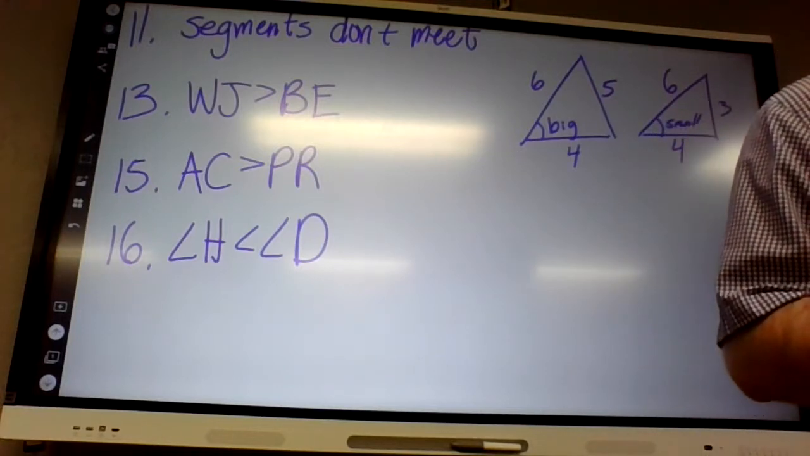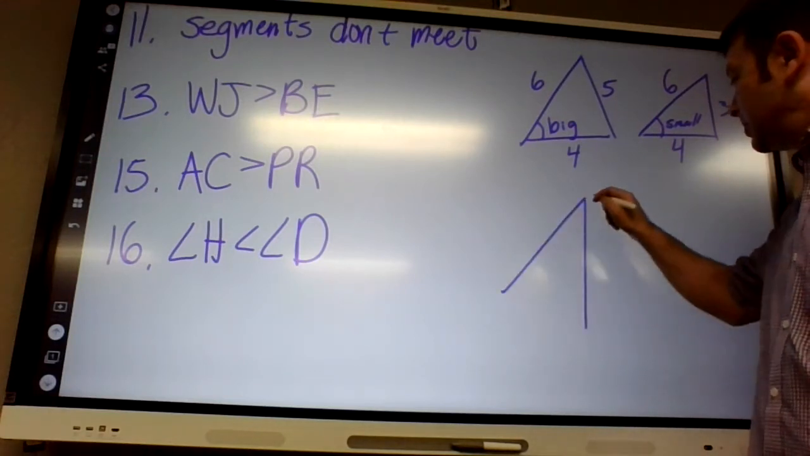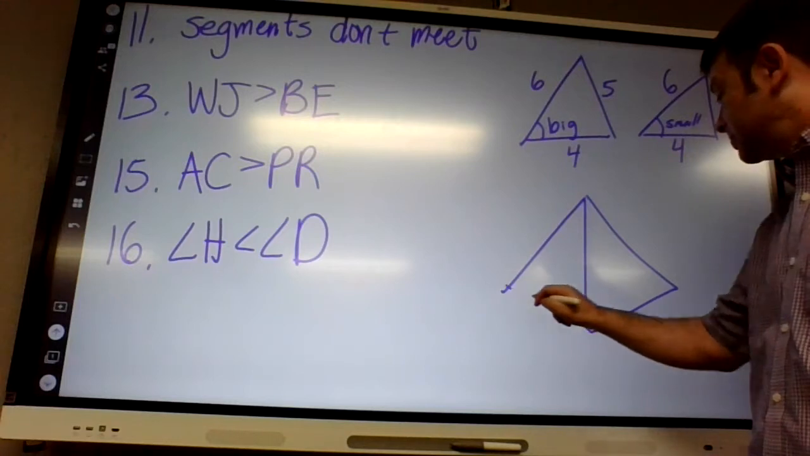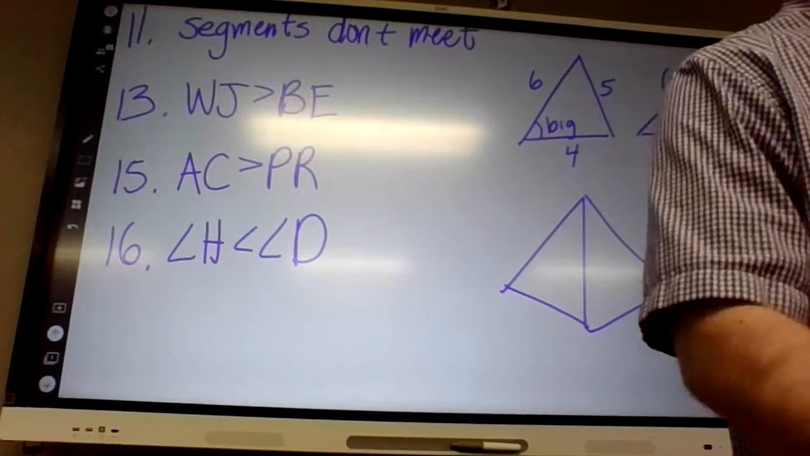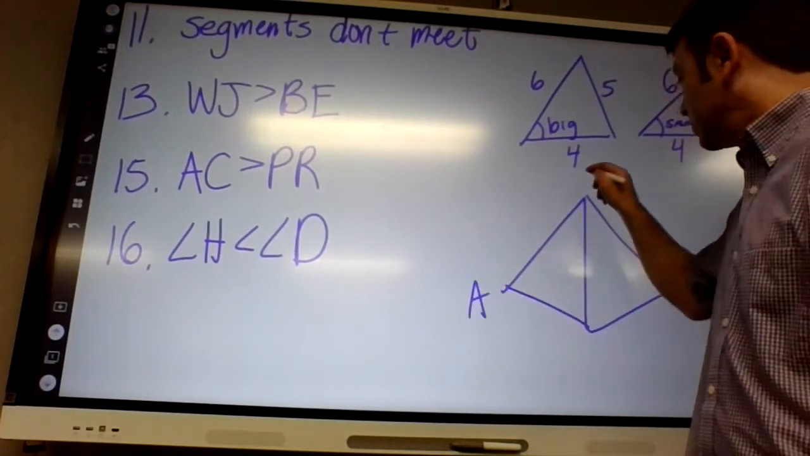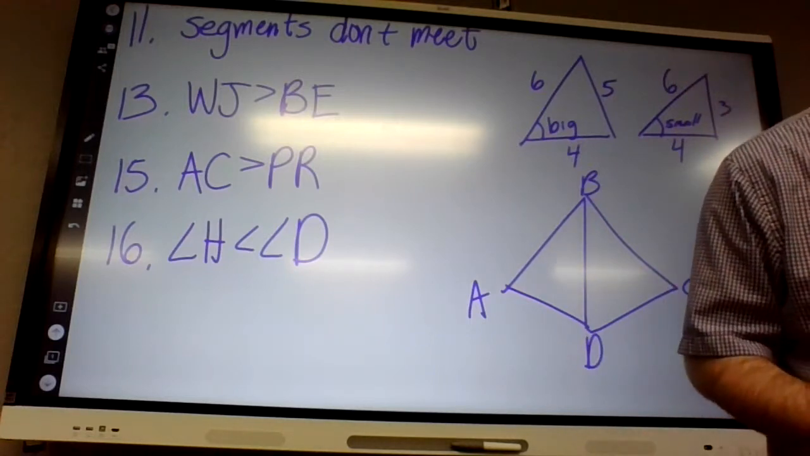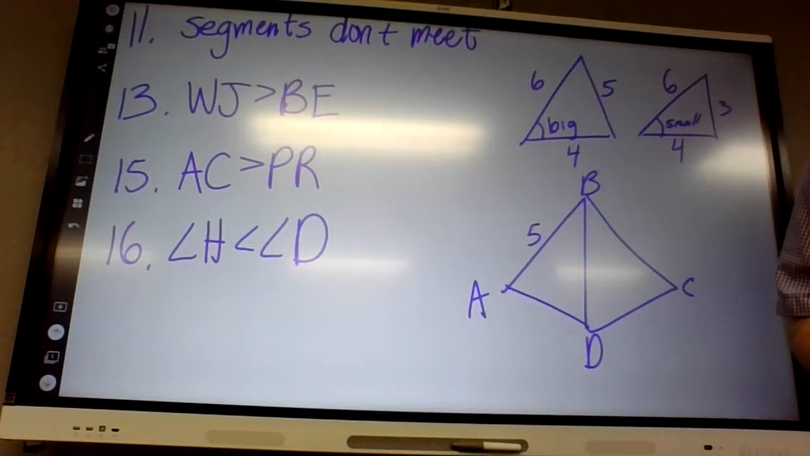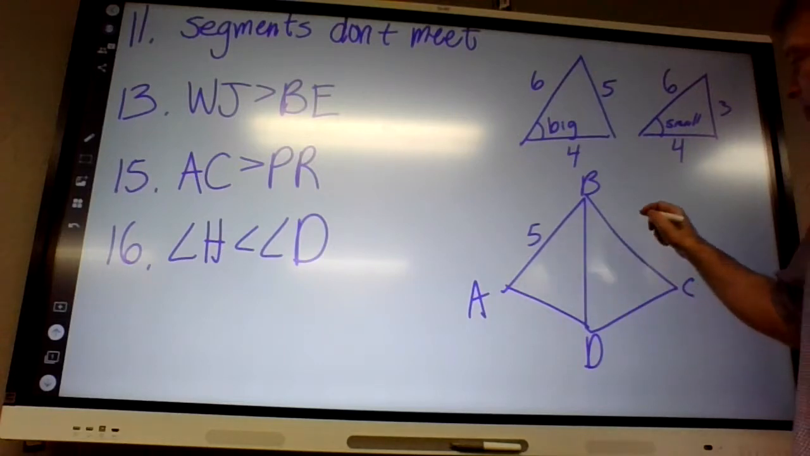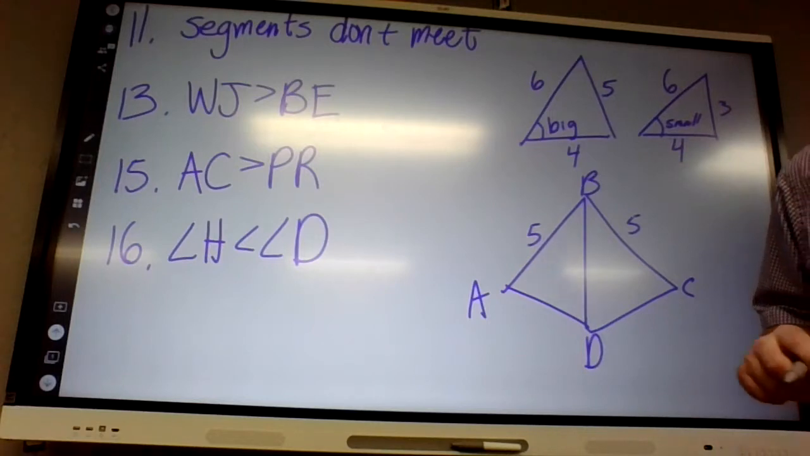So, probably better draw this because we're gonna have to label it. It says A, B, C, D. It says AB is 5. BC is 5. Oh, I'm looking at the wrong problem. That's number 18.